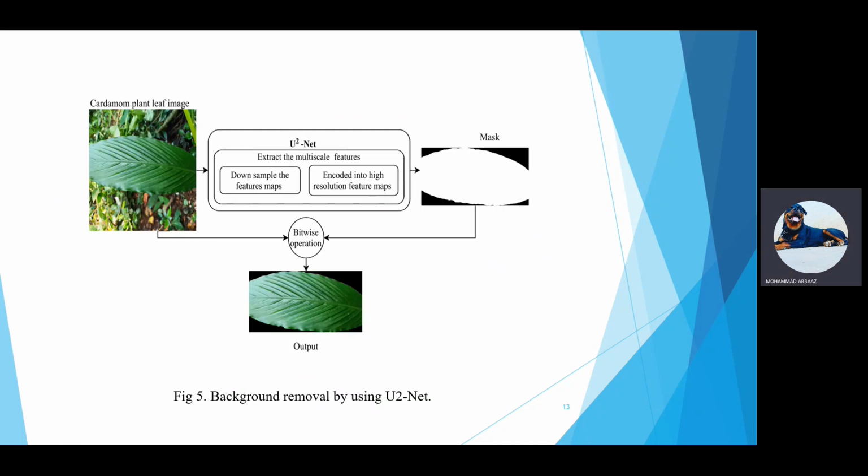Let us come to the schematic representation of background removal by using U2NetV2. First, we will be capturing the image of the plant. Then we will downsample the feature maps. Then these feature maps will be encoded into high-resolution features. Then we will be removing the color. At last, we will be comparing bitwise. We will be doing a bitwise operation.